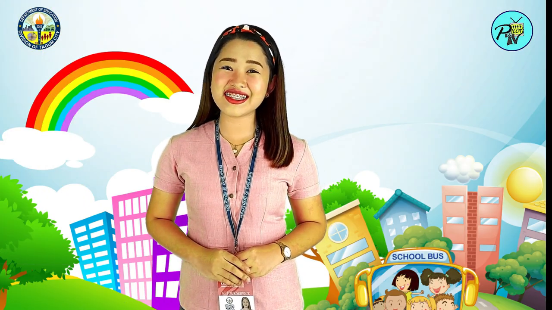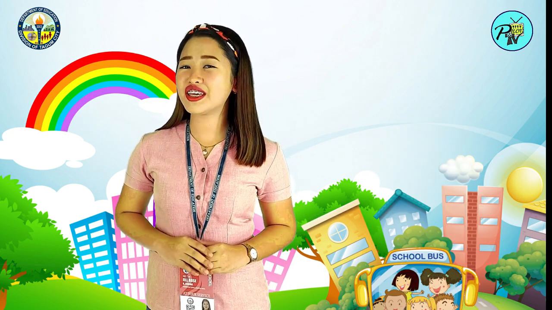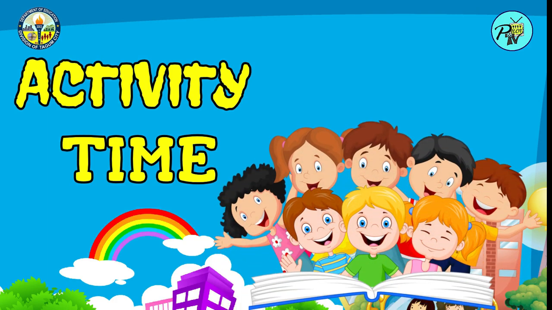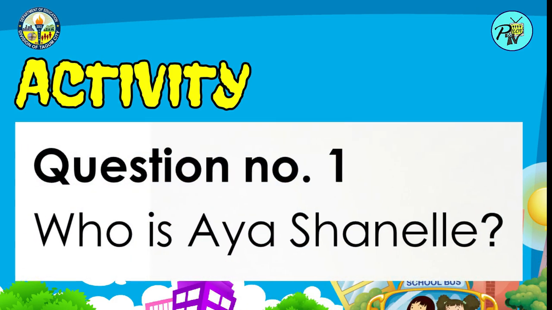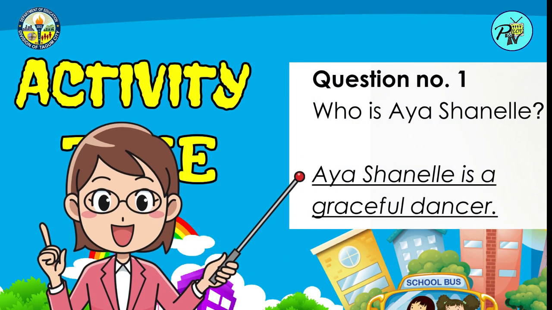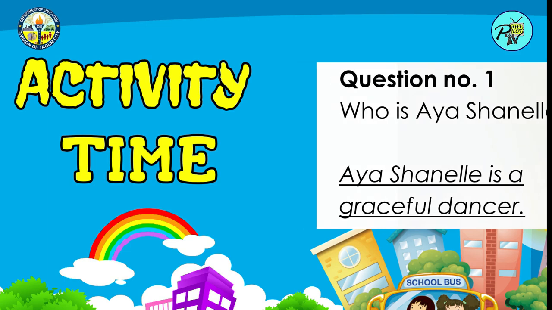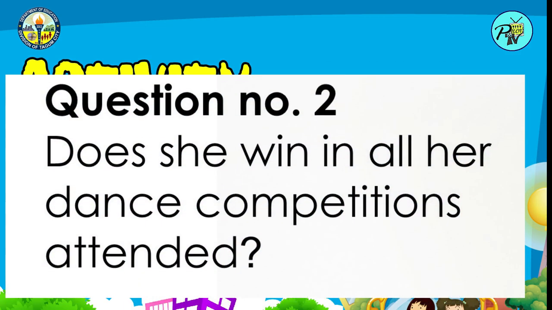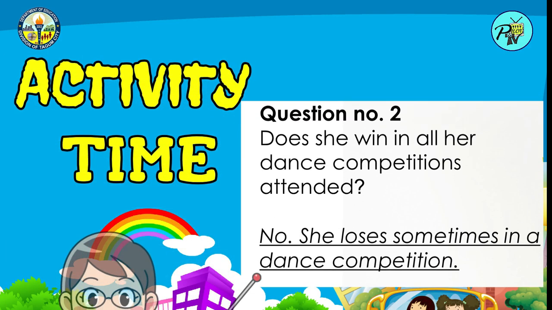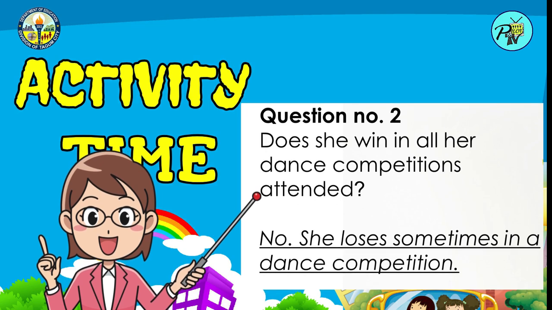Did you love the story, kids? Always remember that all of us can be a champion. Now let me check if you really understood the story. Let us answer the questions. Question number 1. Who is Aya Chanel? Right! Aya Chanel is a graceful dancer. Question number 2. Does she win all her dance competitions attended? The answer is no. She loses sometimes in a dance competition.